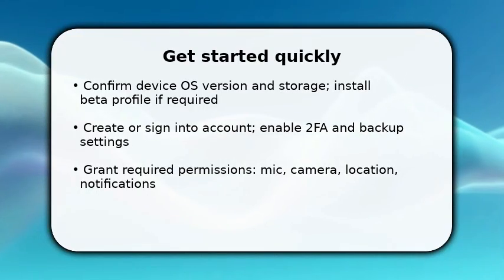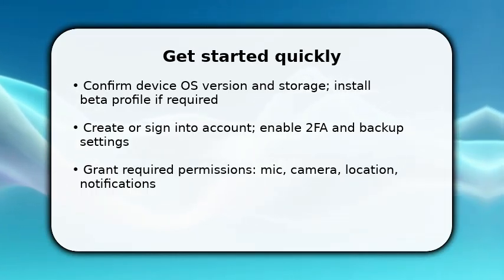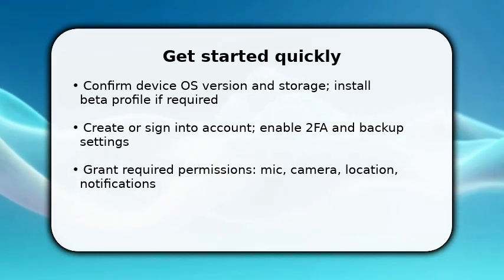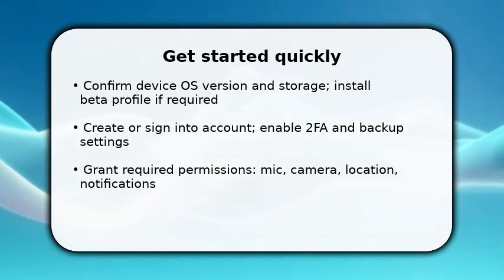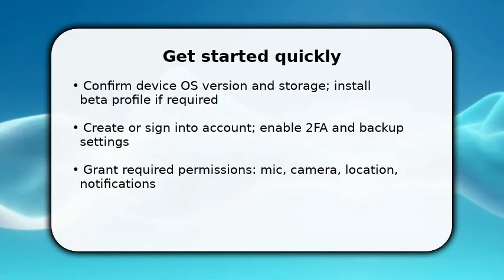You'll begin by preparing what the app needs. Make sure your device OS and storage meet requirements, then install the beta profile or APK. Next, sign into or create the account. Enable two-factor authentication so your data stays safe. Once done, grant permissions the app requests: mic, camera, location, notifications, so core features work.